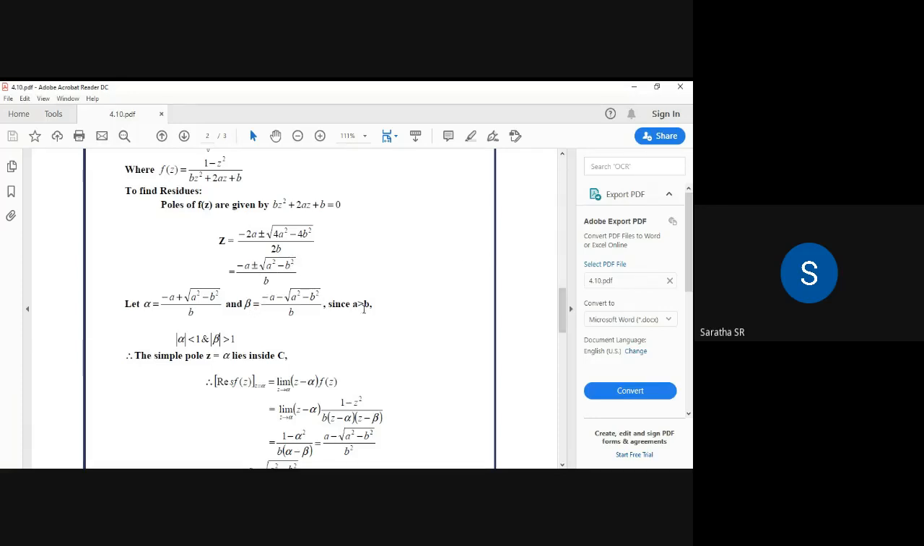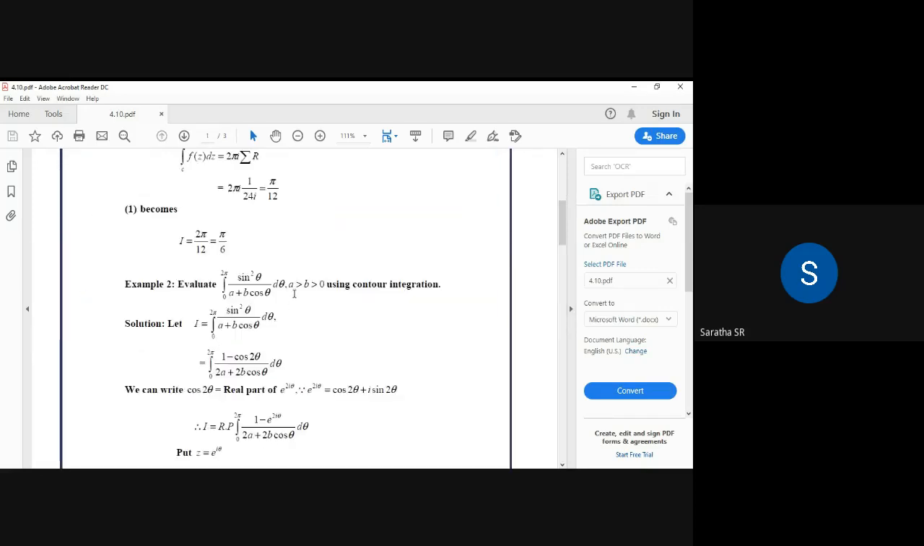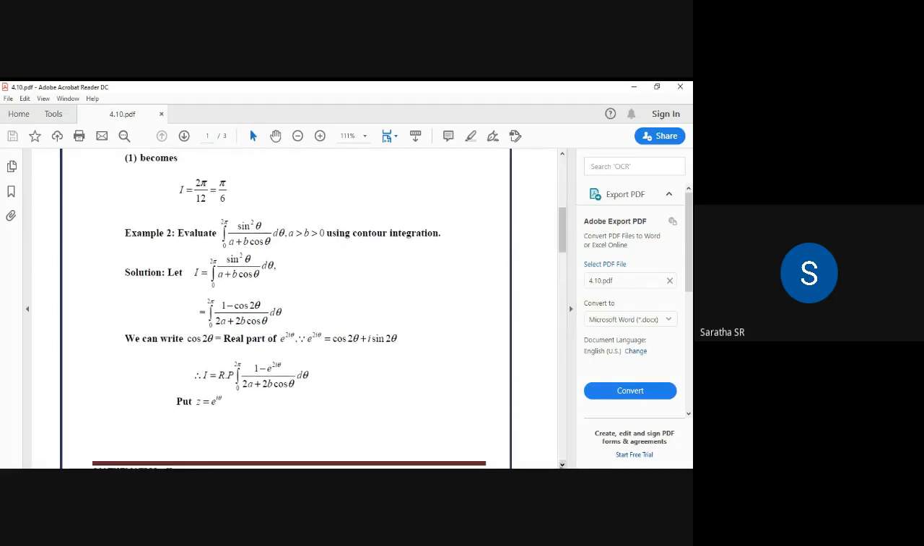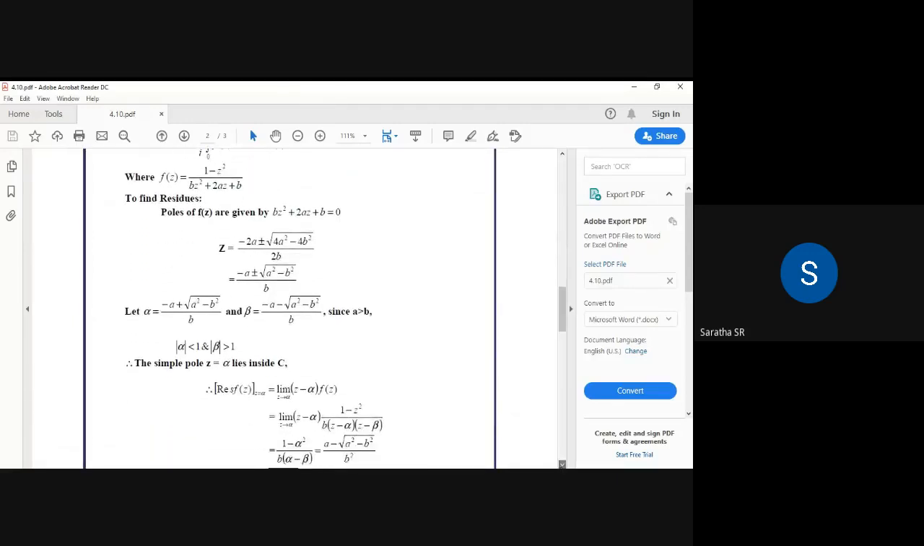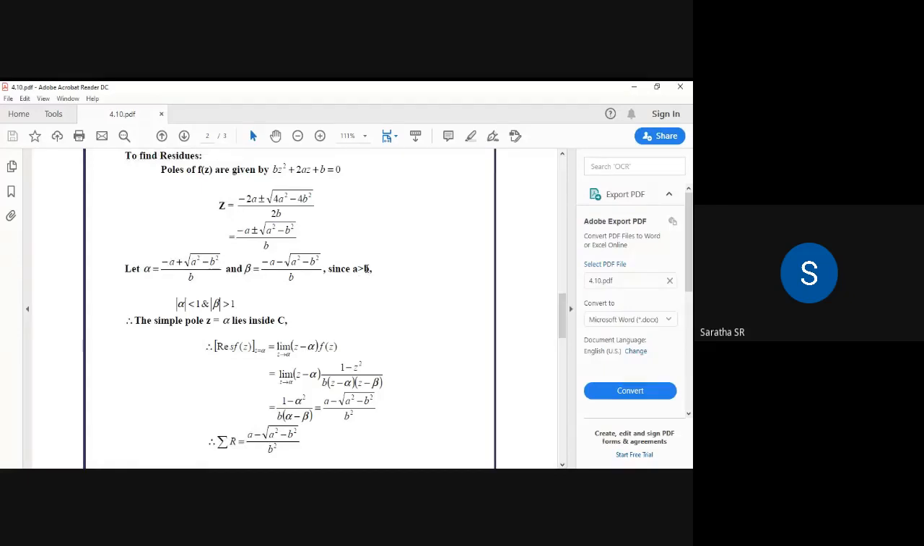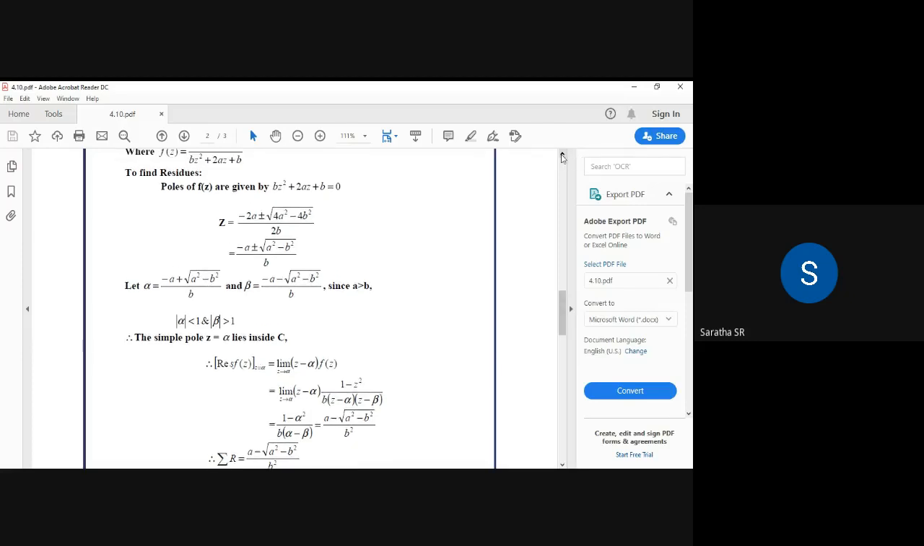In the given problem itself it is given that a is greater than b, and that b value is greater than 0. So we are using the same hint here. Since a is greater than b, we get two poles in your denominator. Based on that, we take the plus value as alpha and the minus value as beta.